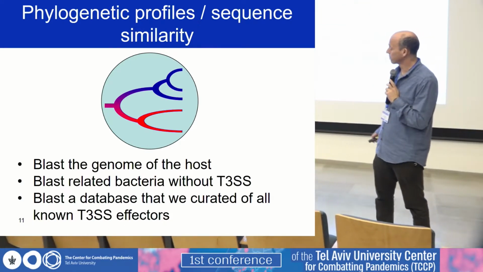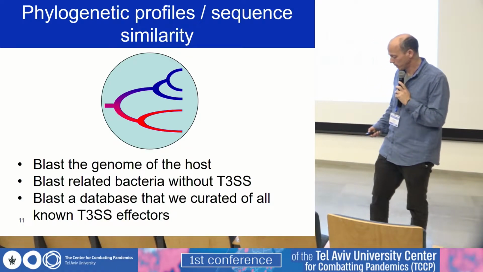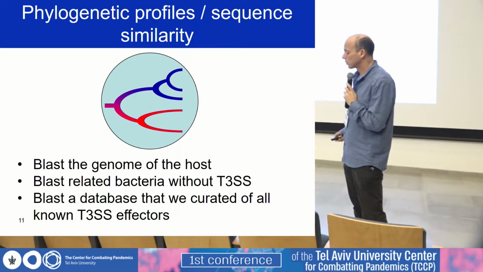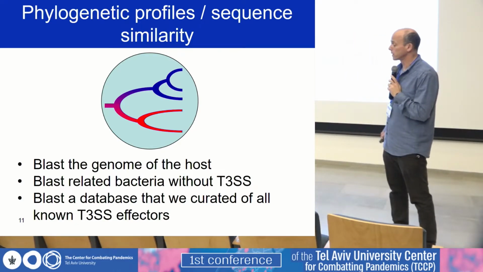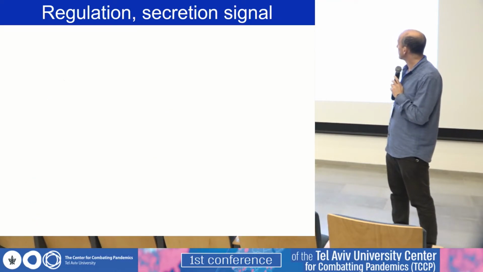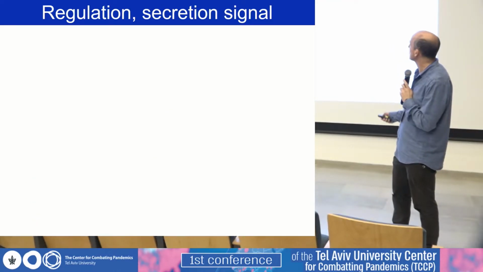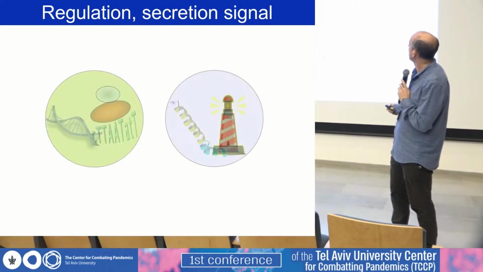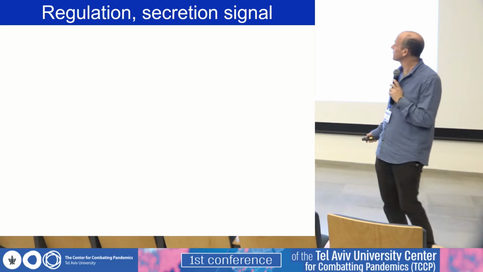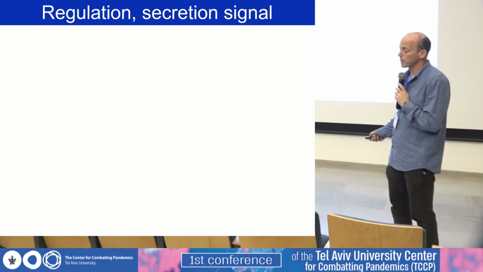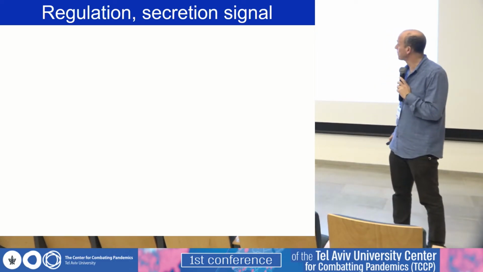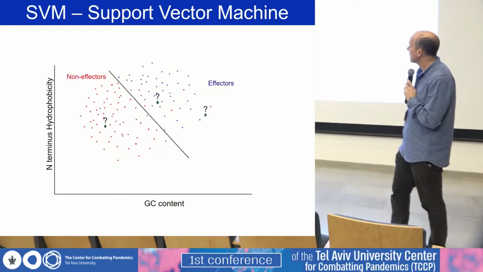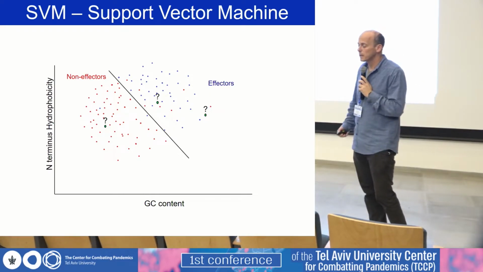And because many times effectors have to interact with human proteins or eukaryotic proteins, they have domains that are usually found in eukaryotes. So we took all of these. We also have the regulation. We know that effectors are probably co-regulated, so we can also take this into account. And secretion signal and many other features. And the idea is to combine everything in machine learning.